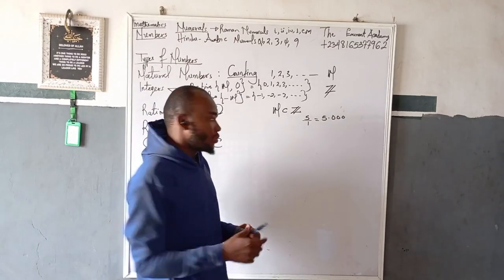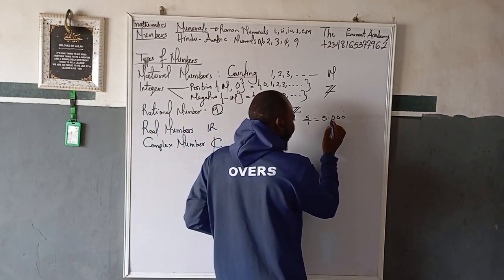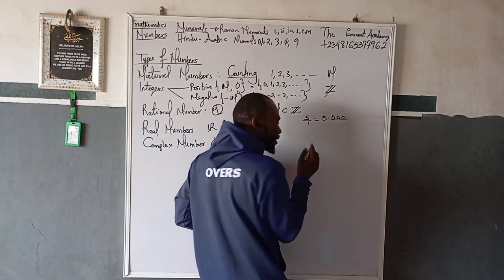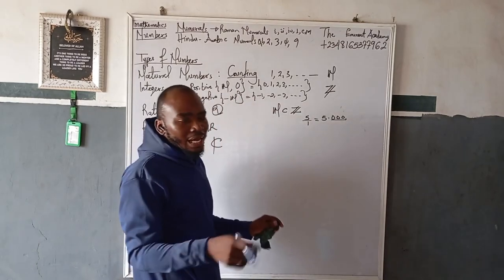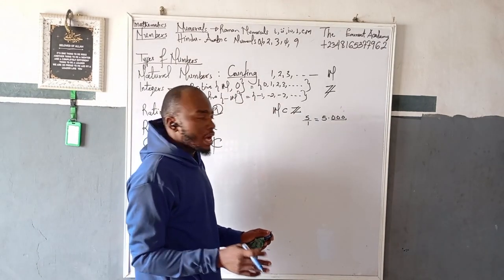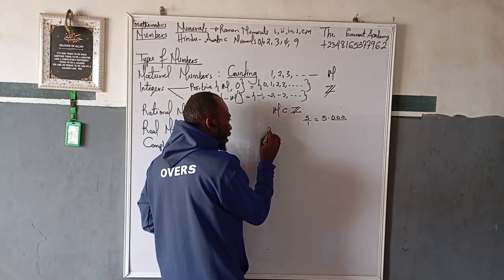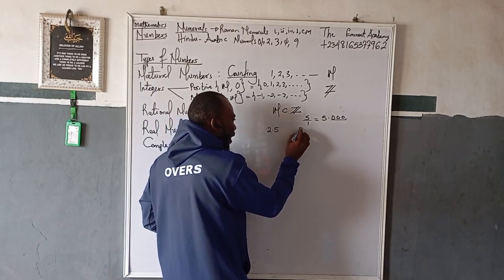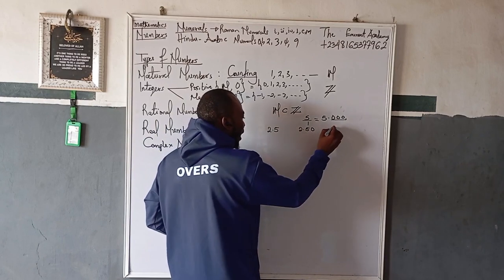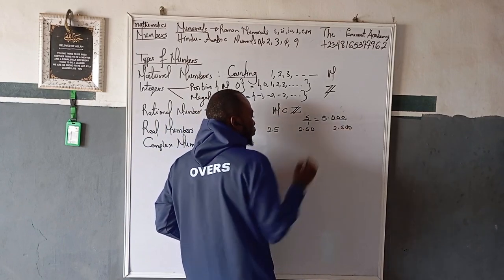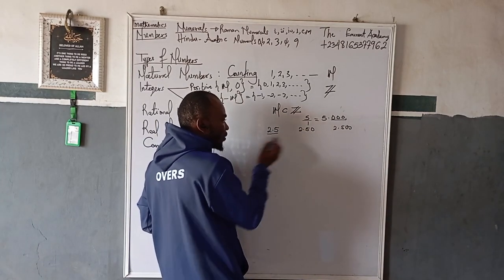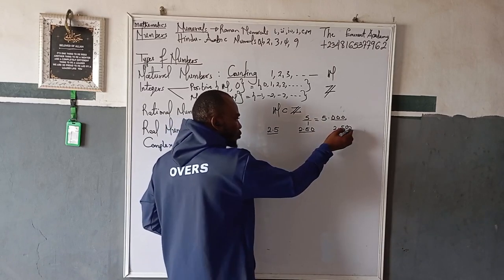But a known rule is that zeros that end decimal numbers are not useful. Let's look at this. I have 2.5, I have 2.50, I have 2.500. I'm telling you that 2.5 is the same thing as 2.50, the same thing as 2.500.